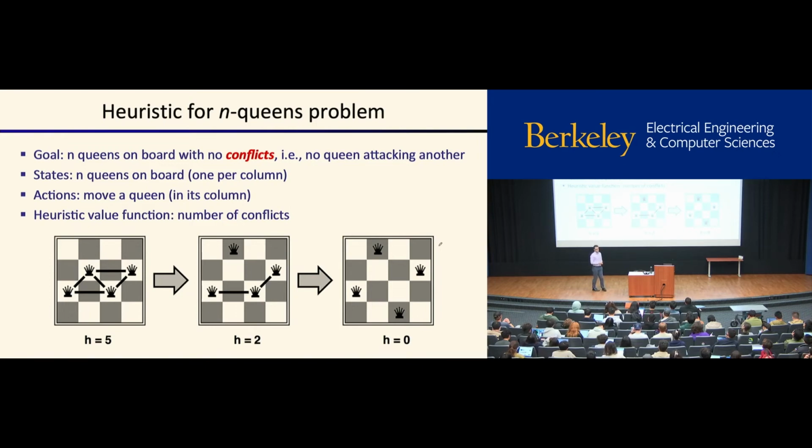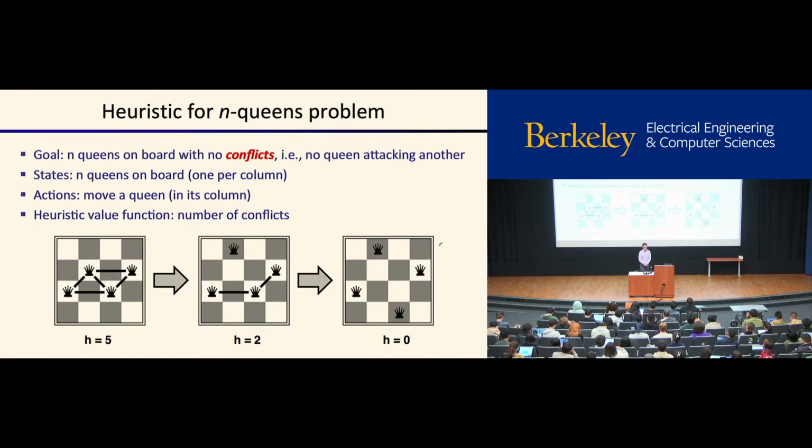So in this case, if your heuristic is the number of violated constraints, then when there are no more violated constraints, you know you've solved the problem. So that's a totally fine heuristic. You can trust it. The states here can just be that there are n queens on the board, or it could be that there are n queens on the board, 1 per column. It kind of depends on how you want to formulate your problem. Your actions could move a queen anywhere, or they could move a queen within its column, which will be a slightly easier problem. And then the heuristic function, again, is the number of conflicts.